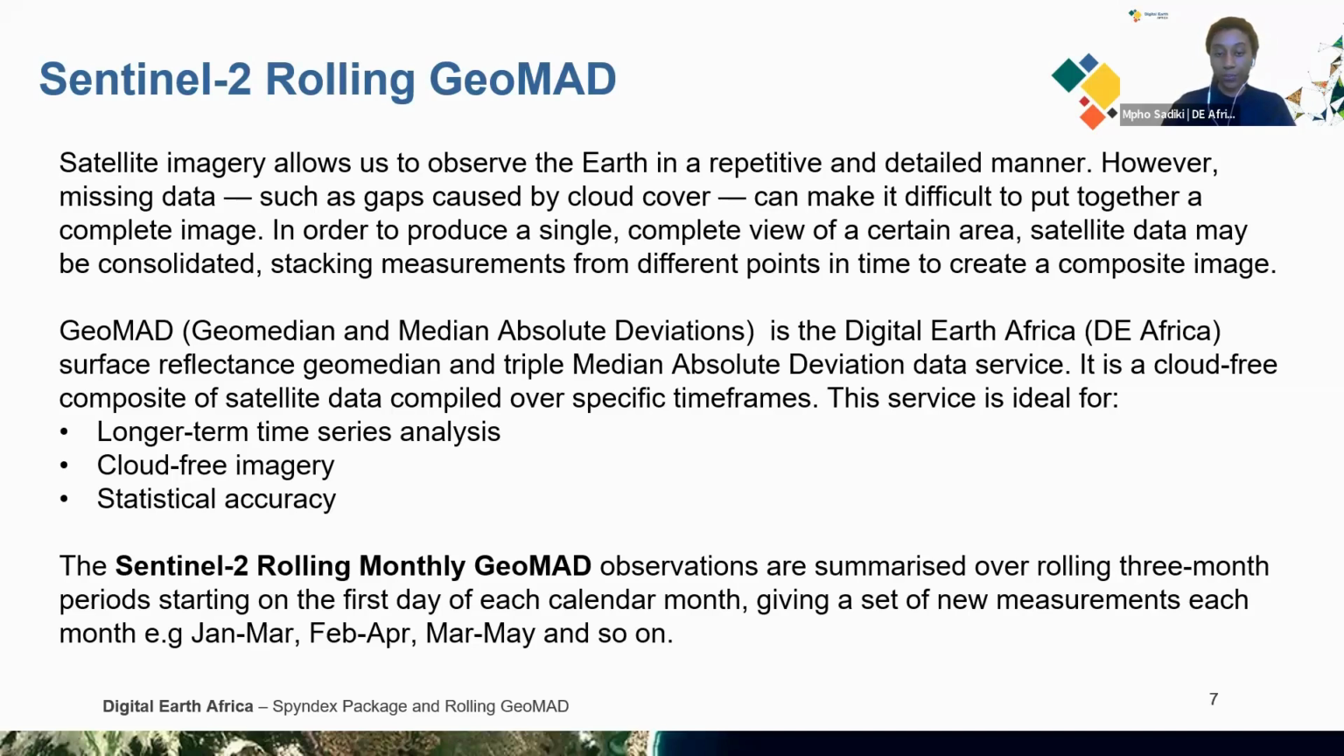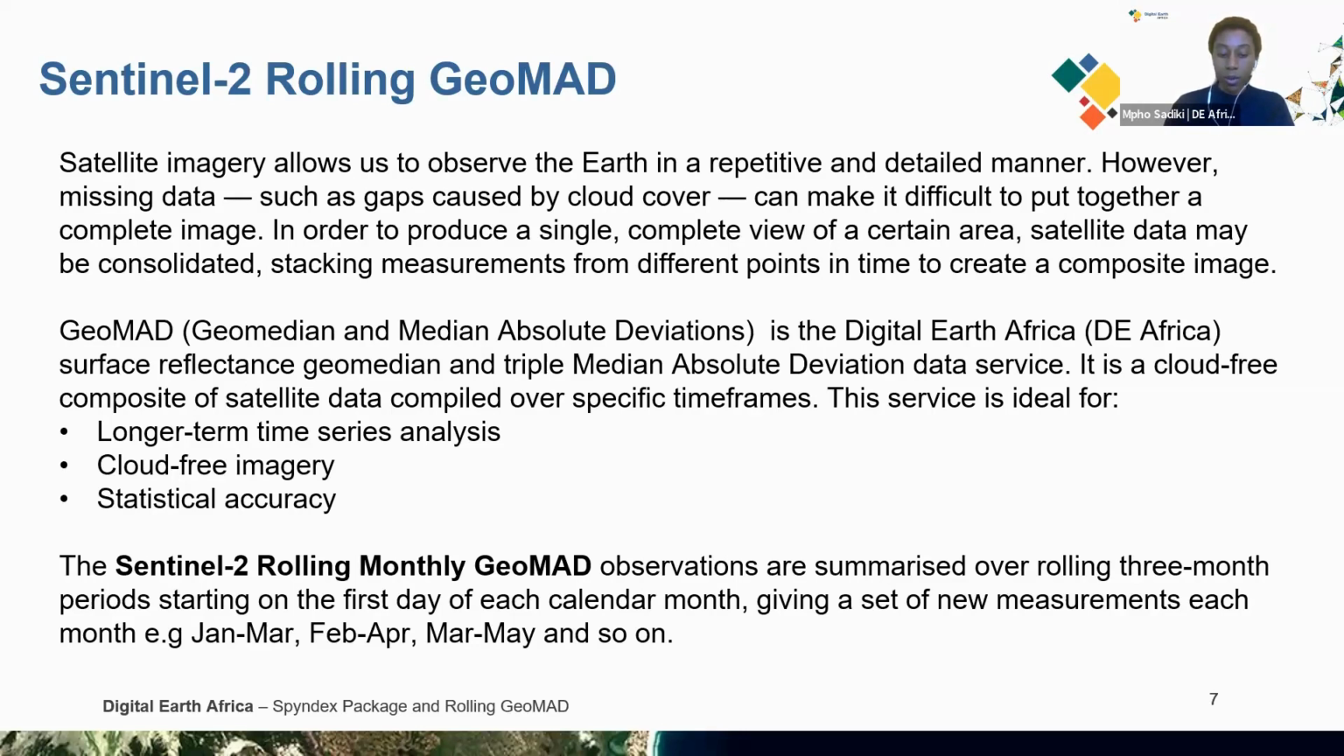Sentinel-2 data from 2019. The reason for the GeoMADs is that while you can capture images of the Earth, it's not always clear. There's sometimes clouds, and these can create gaps in your data. So it makes it very difficult to get a complete view of the entire landscape. And this is where GeoMADs come through.